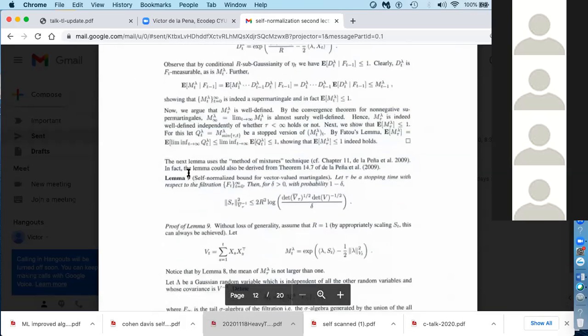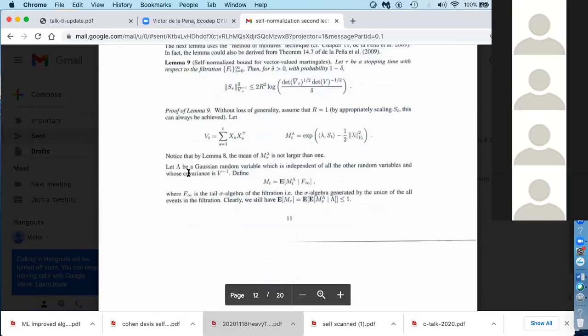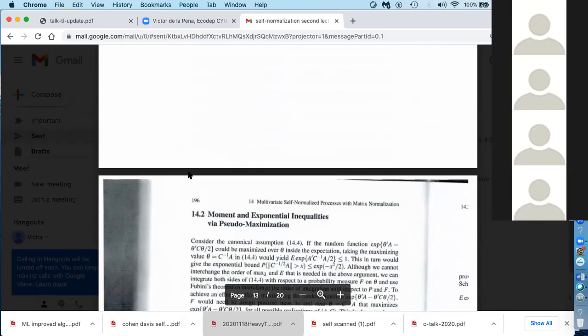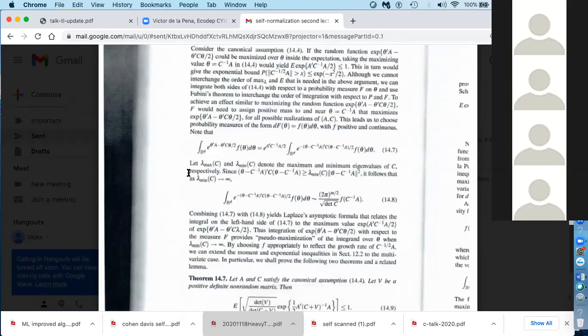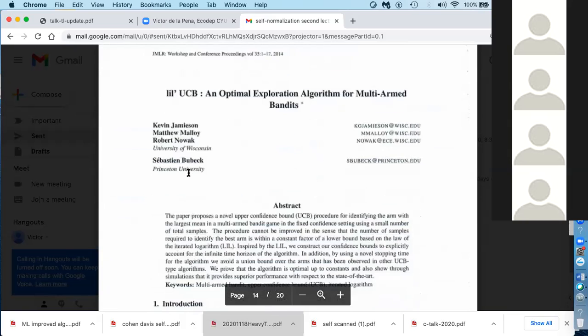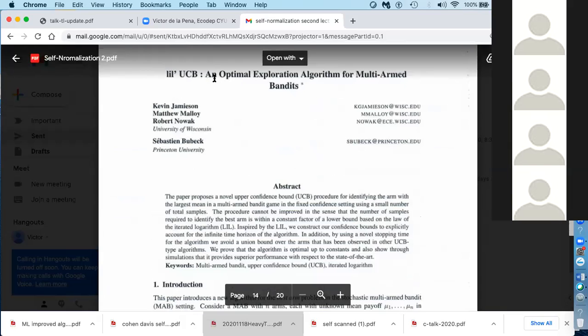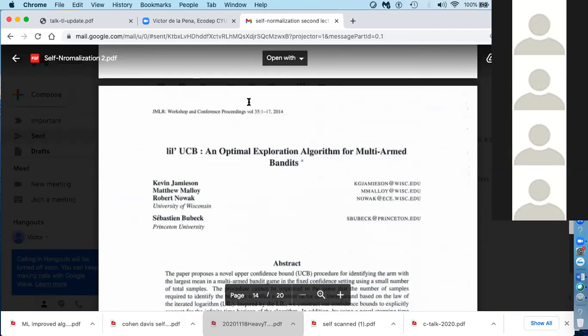Okay, so now I'll connect the LIL, the law of the iterated logarithm, to machine learning. So it connects the LILs that I have presented to the case of machine learning. And the algorithms that they use are based on the bounds on the LIL. Okay, so the title of this paper from 2014 is "An Optimal Exploration Algorithm for Multi-Armed Bandit Problems."